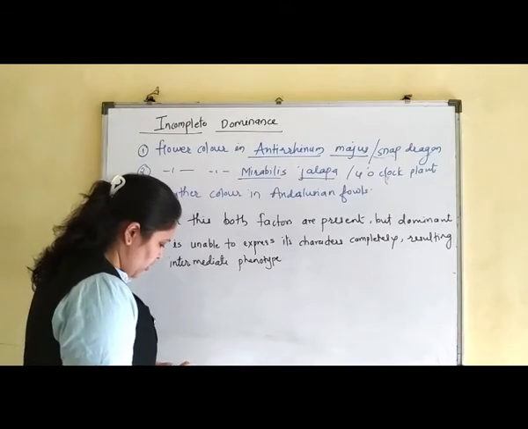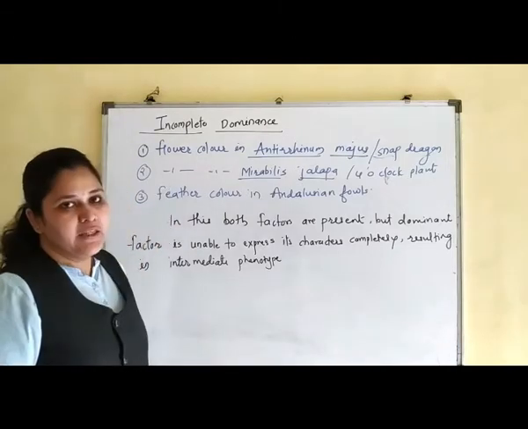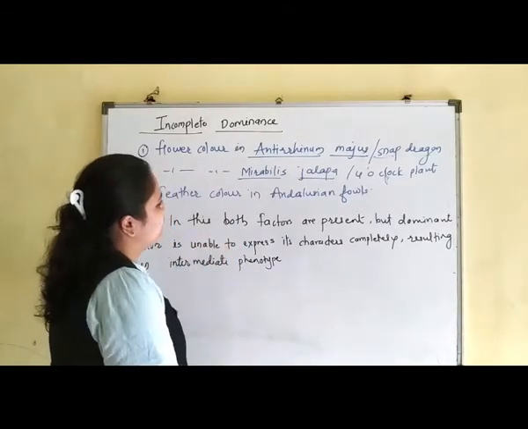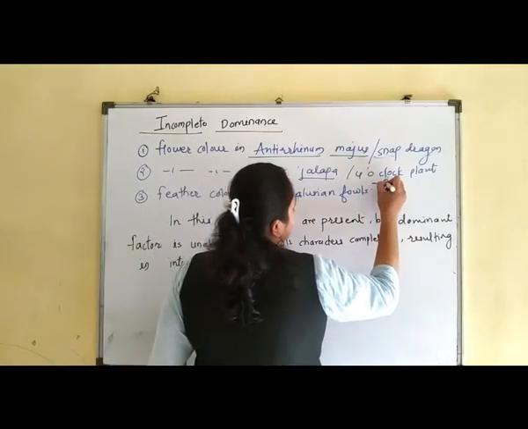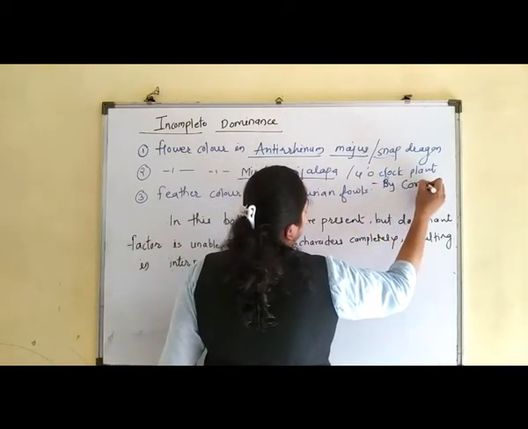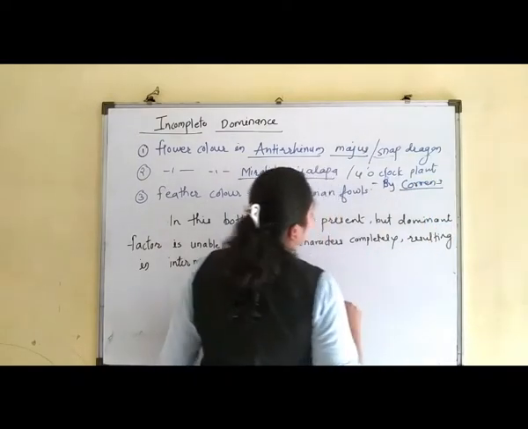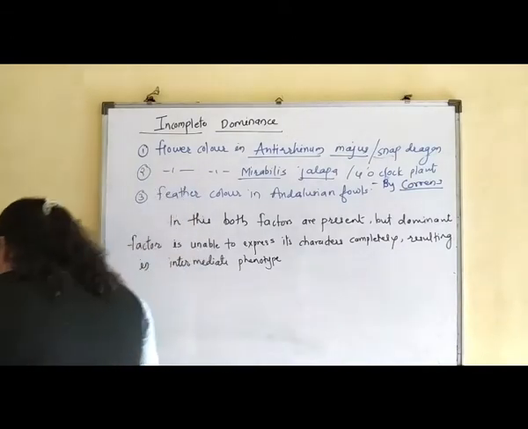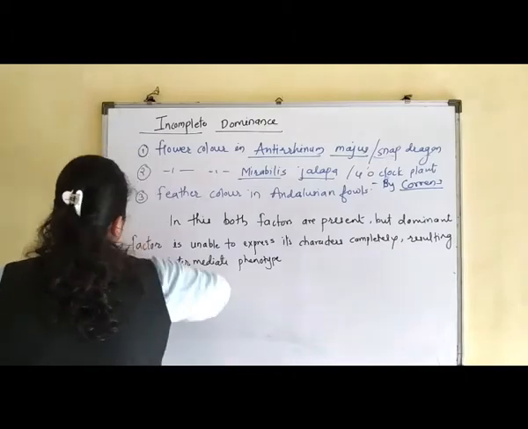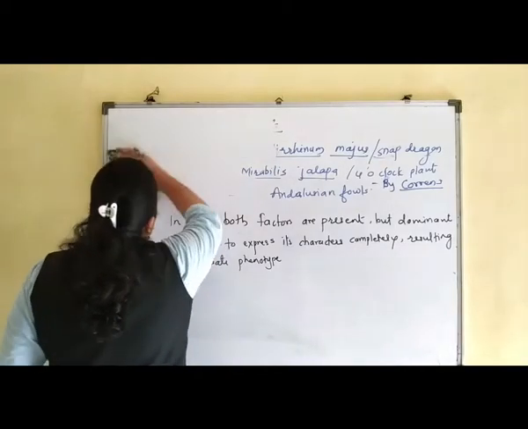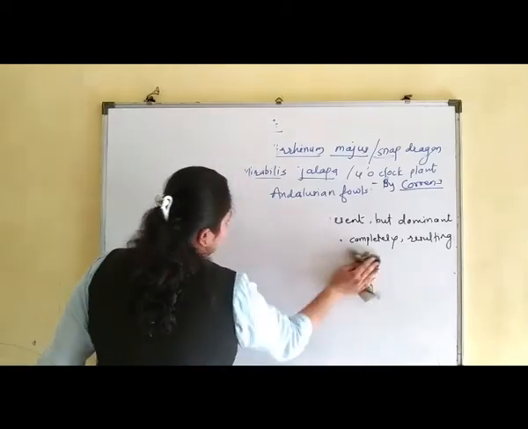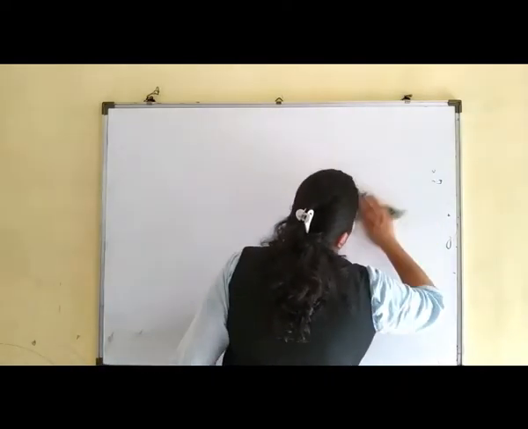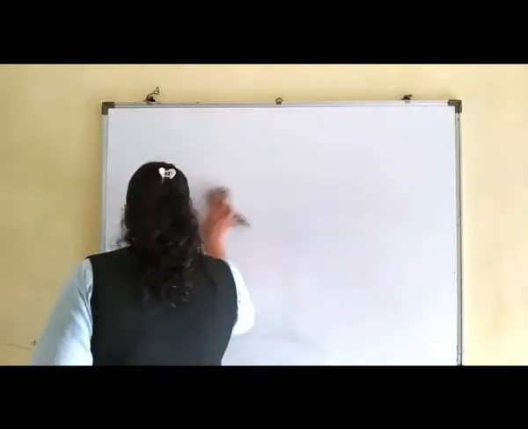Okay. Now the next one. So this is about incomplete dominance. Incomplete dominance was first reported by Correns in Mirabilis jalapa. So here you mention by Correns. So first time we found incomplete dominance in Mirabilis jalapa plant. Now let's see the next one, that is codominance. Incomplete dominance, again it is an exception to the law of dominance. Now next one, codominance.